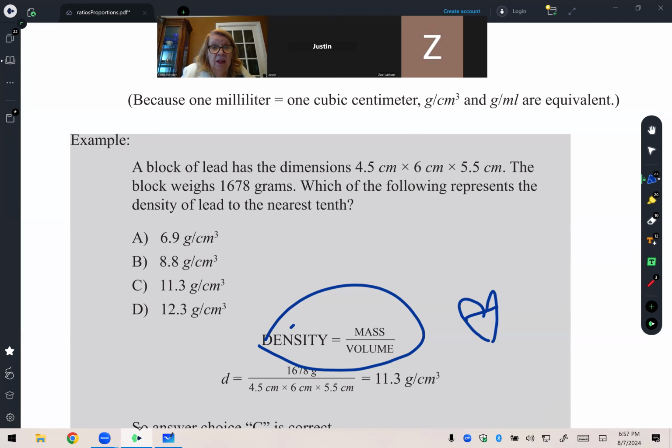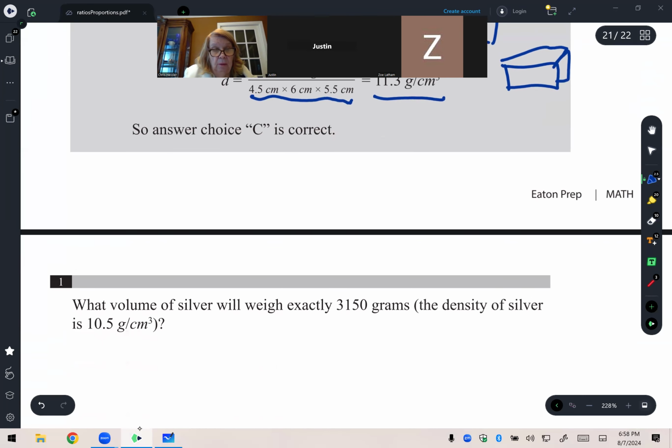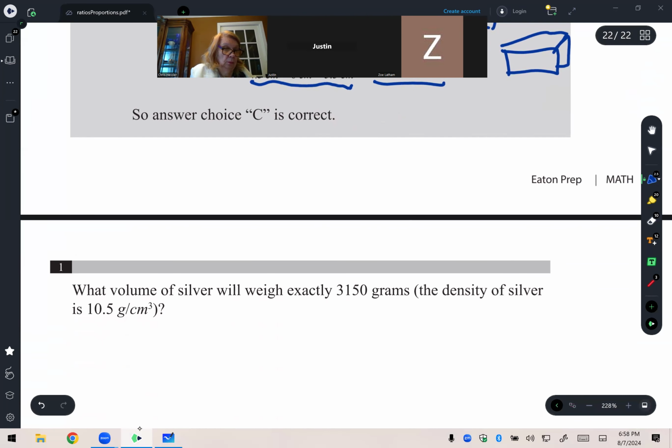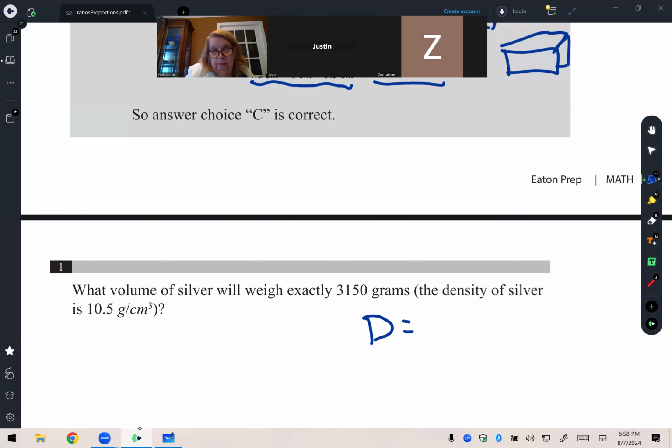So we take the mass of it. Now they gave us this number. We have to calculate the denominator. We have to multiply all these out, because remember, the rectangle is length times width times height. And then we get the density. So let's go to number 1. We start with our formula. We have 3150 grams. That's our mass.